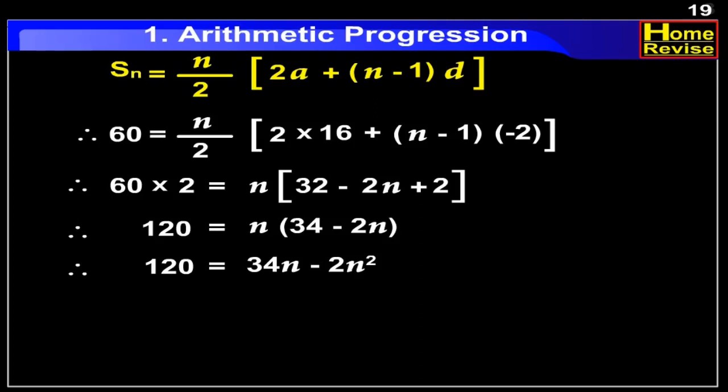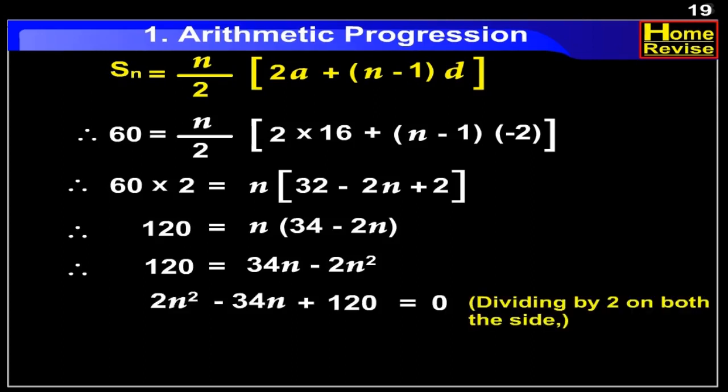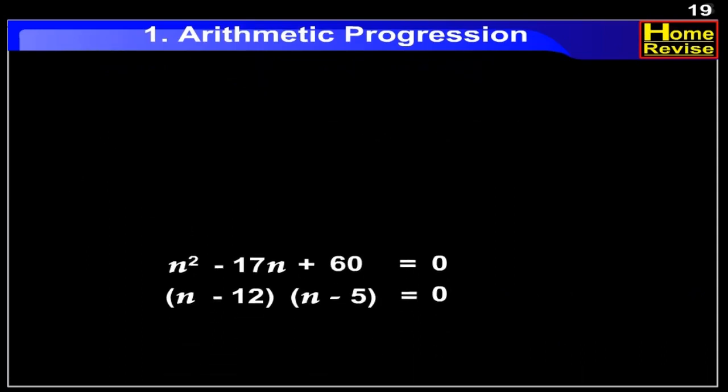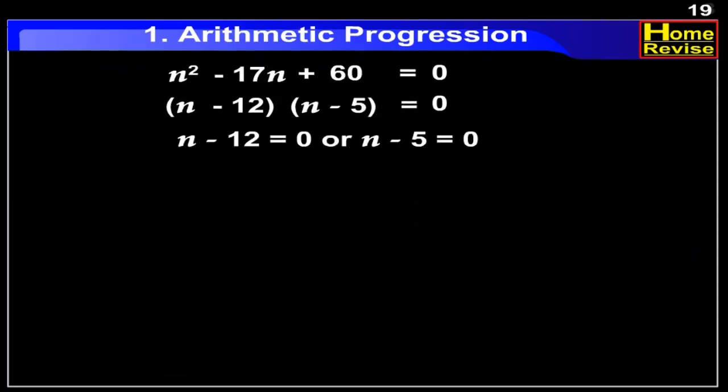Shifting all the terms, we have 2n square minus 34n plus 120 is equal to 0. Dividing by 2 on both sides, we get n square minus 17n plus 60 is equal to 0. After factorization, we get (n minus 12) into (n minus 5) is equal to 0. Therefore, n is equal to 12 or n is equal to 5.